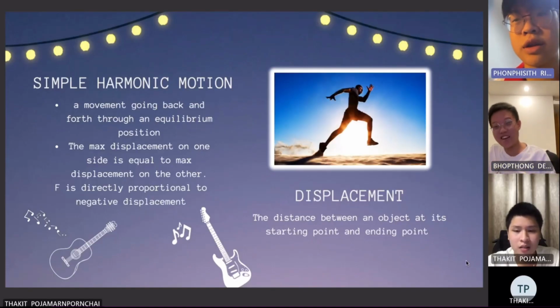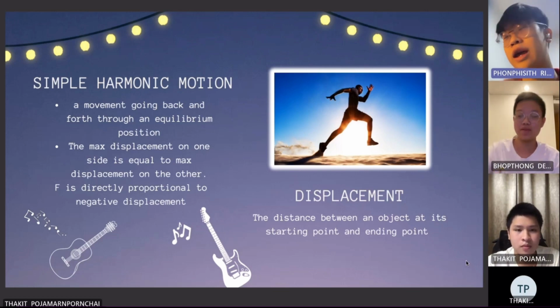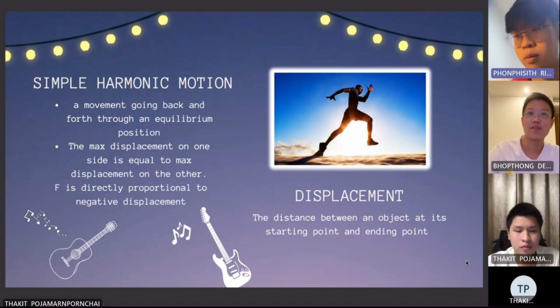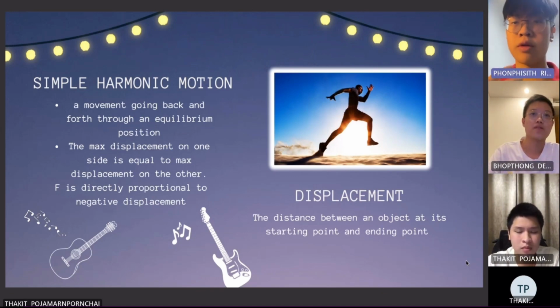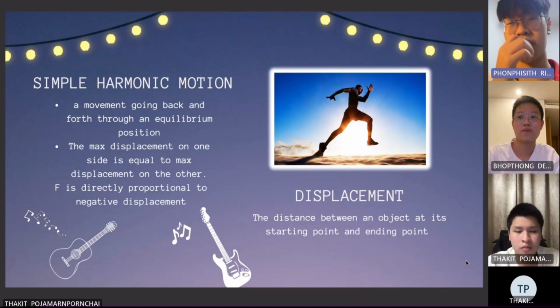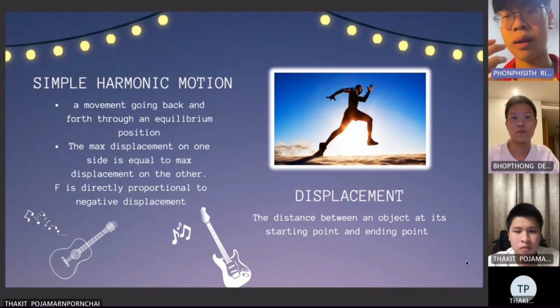Simple harmonic motion is a movement going back and forth through an equilibrium position, like this. The maximum displacement on one side of the simple harmonic motion is equal to the maximum displacement on the other side. Therefore, the force F is directly proportional to the negative displacement.